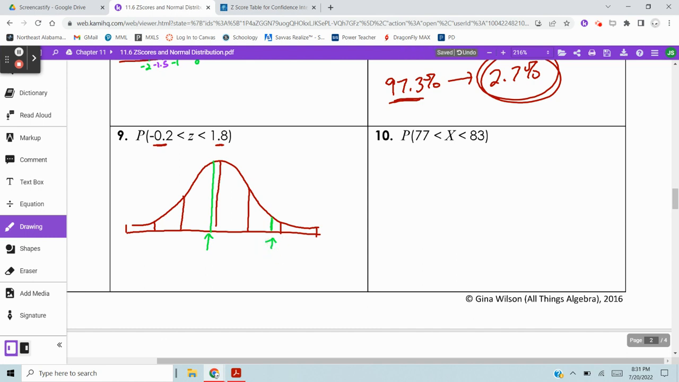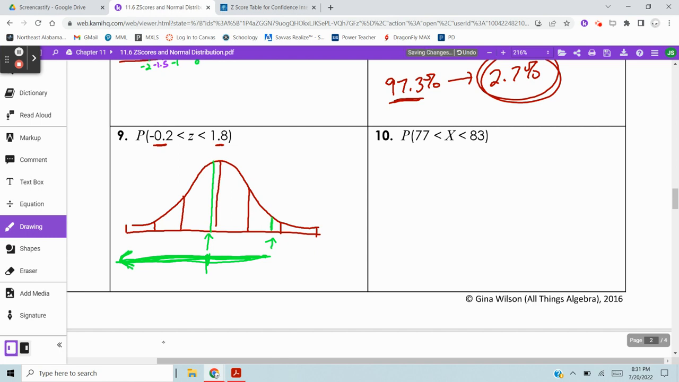So here's what we're going to have to do here. See if you follow this. We're going to find from our table the probability that we're below 1.8, which is actually going to give us this whole probability from 1.8. Just a quick reminder that your table gives you the total probability below that z-score. But we don't want all of this. We only want it from here over to here.